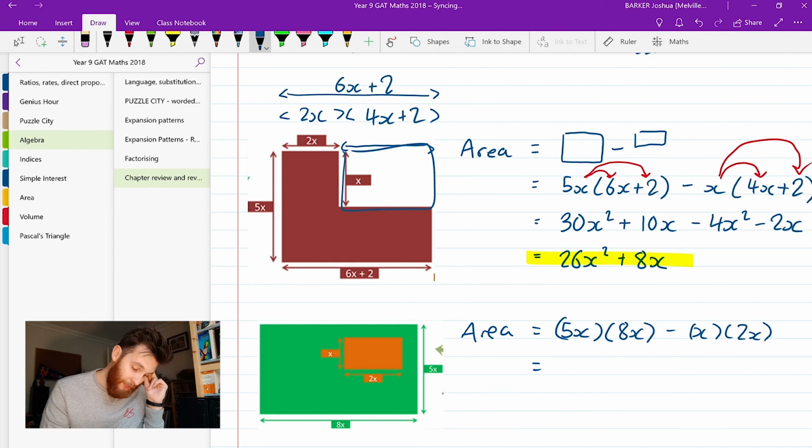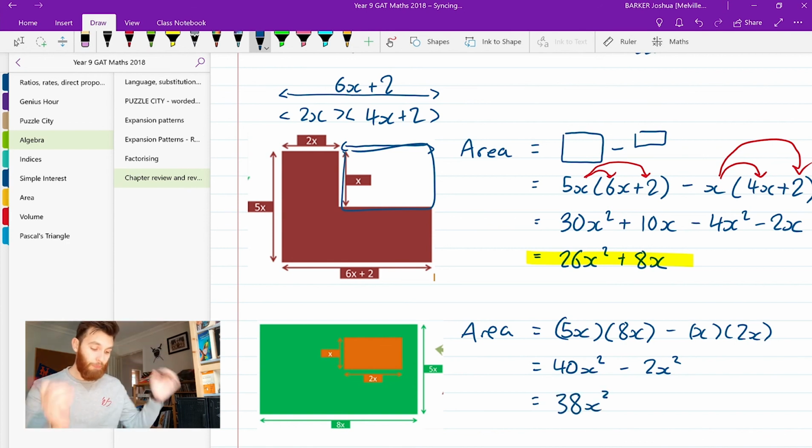So 5x times 8x, 5 times 8 gives you 40, x times x is x to the power 2. Subtract 2 times x, so minus 2x squared, and that simply leaves you with 38x squared. Cool, and that's it.